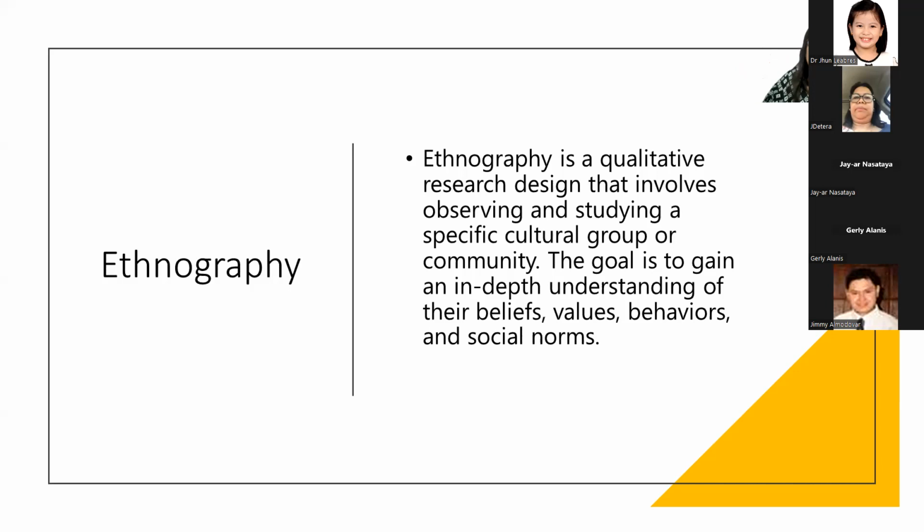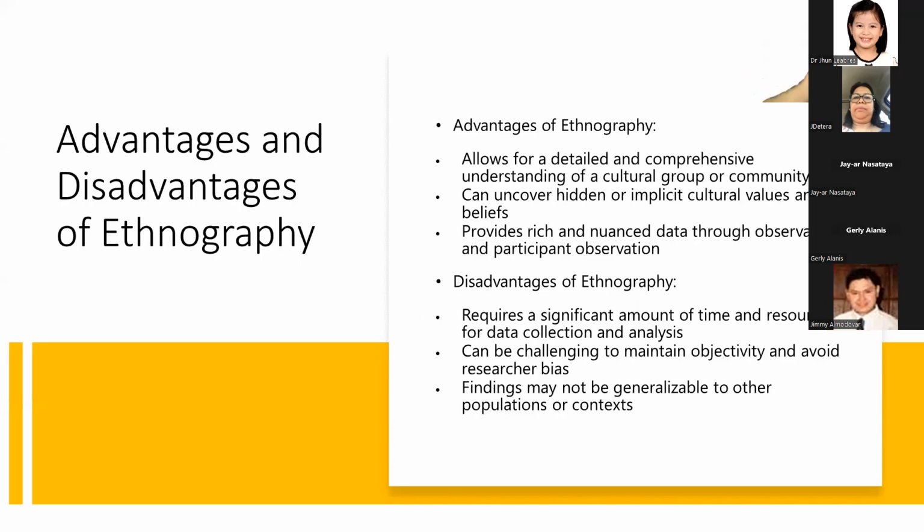Okay? But the minimum is 3 months for it to be valid. 3 months stay, meaning, okay? You do laundry with them also, you cook with them, how they do it. So, you know, you inculturate with their beliefs, their values. Okay. So, the advantages and disadvantages of ethno.